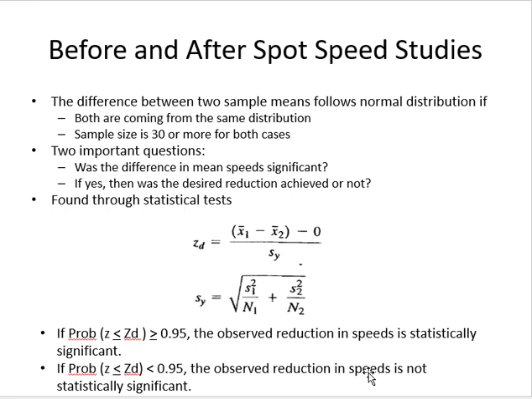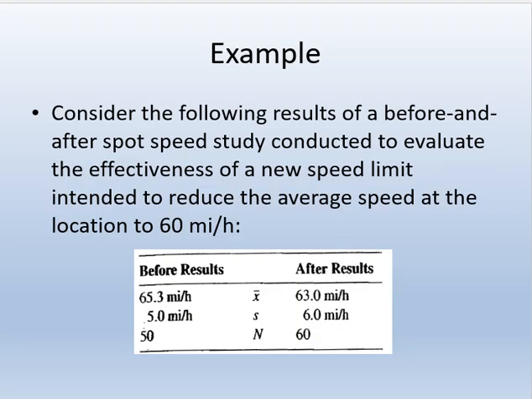Now the second question was: if you have a significant change, did you achieve the desired value or not? We wanted to make some change and we have a desired value in our mind as well. The change should be this much. Let us apply an example and see how we can sort out these questions. First of all, this is a before and after study. The means are given, the standard deviation is given, and the number of samples are given.